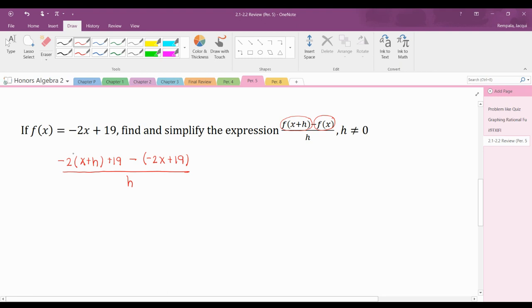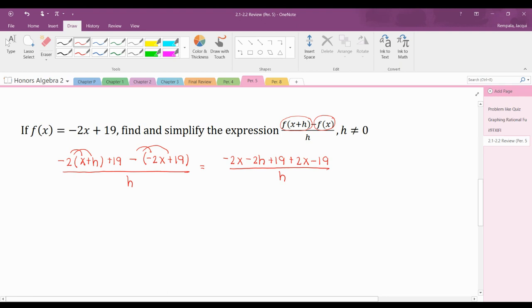Okay, I've got to get rid of the parentheses. So I'm going to go ahead and distribute the -2, and over here I'm going to distribute the negative. So we'll have a -2x minus 2h plus 19. Negative times a negative will give me a positive 2x. Negative times a positive gives me a -19, and this whole thing's all over h.